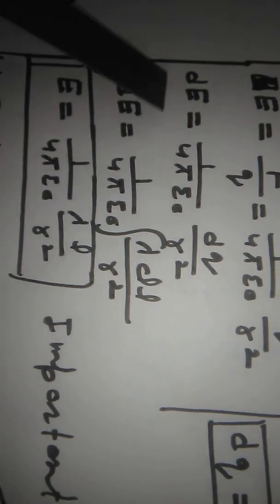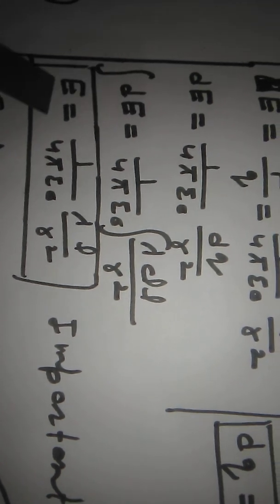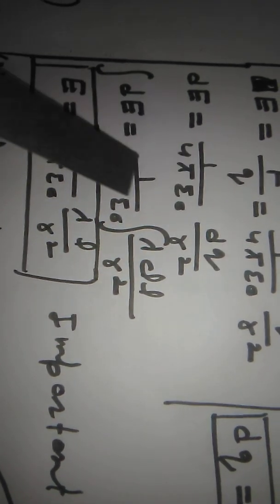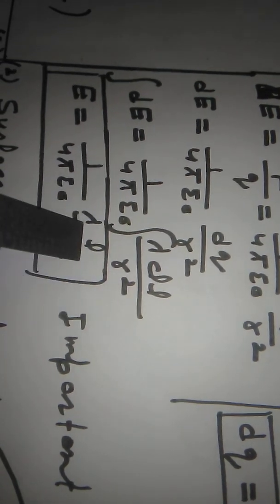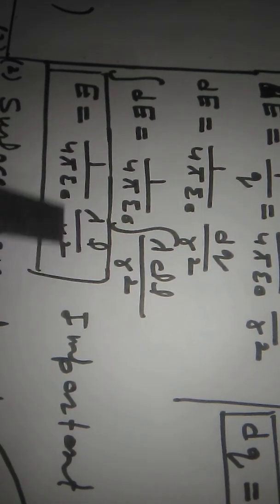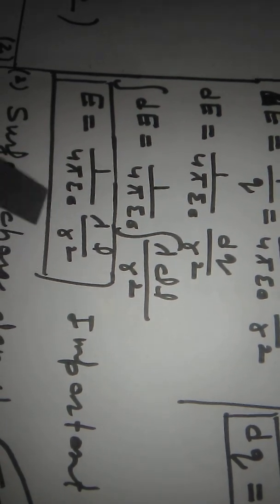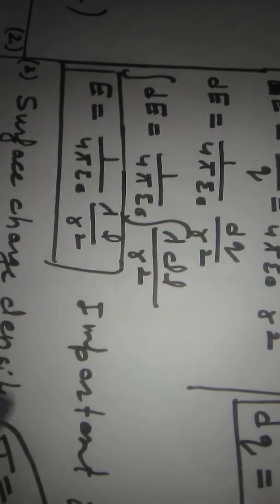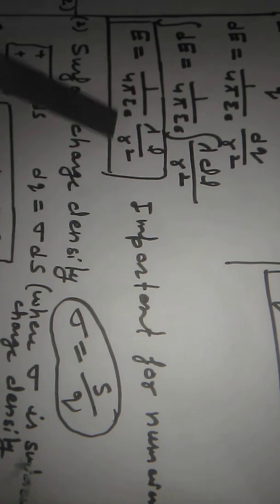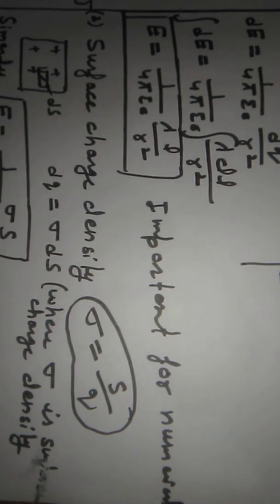Integrating dE we get E. The constant comes out, and integrating lambda dl we get lambda L. So this is the linear charge density. It is important for numerical purposes. Numericals are simply based on this; the question simply asks you to calculate the intensity due to the linear charge distribution.